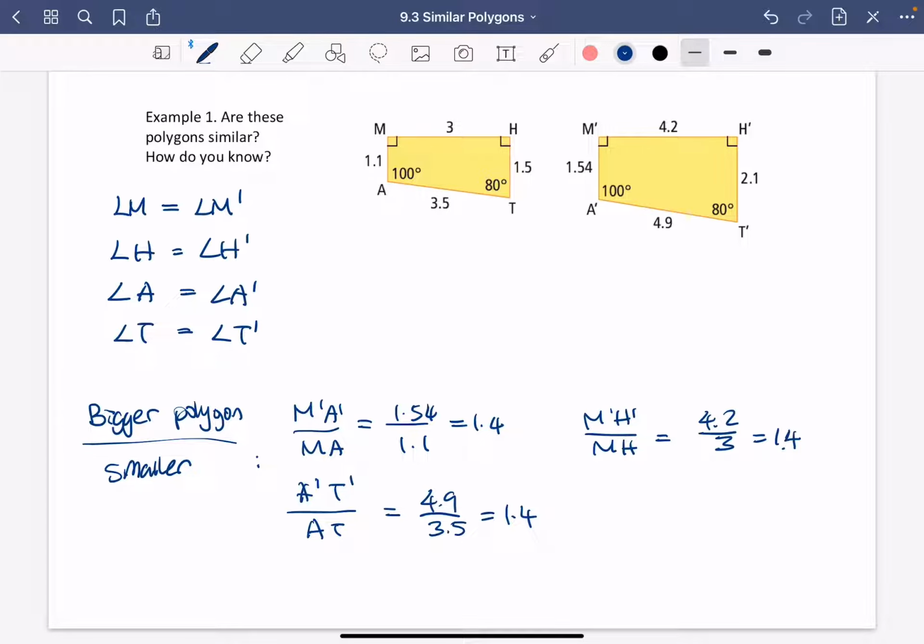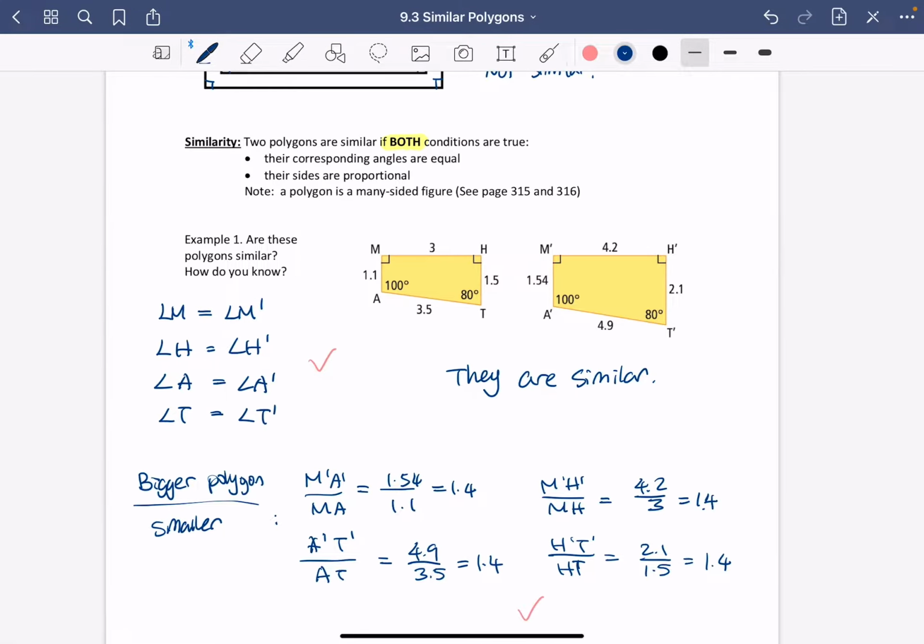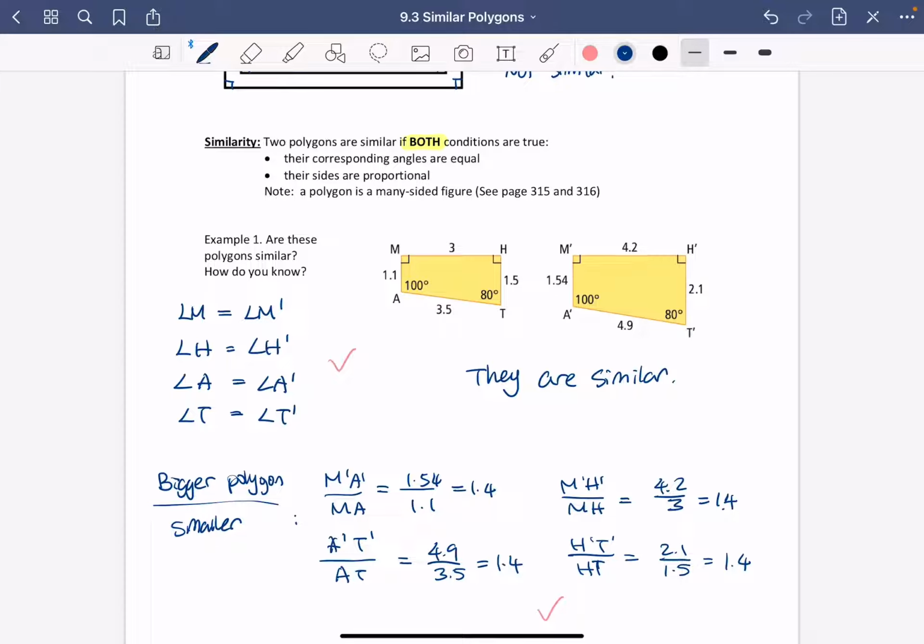And the last one, H prime T prime over HT. So that's 2.1 over 1.5. That's equal to 1.4. Okay, so first condition satisfied, second condition satisfied, which means that the two polygons are similar. And you can explain that the corresponding angles are equal and the corresponding sides are proportional because all the ratios are the same.